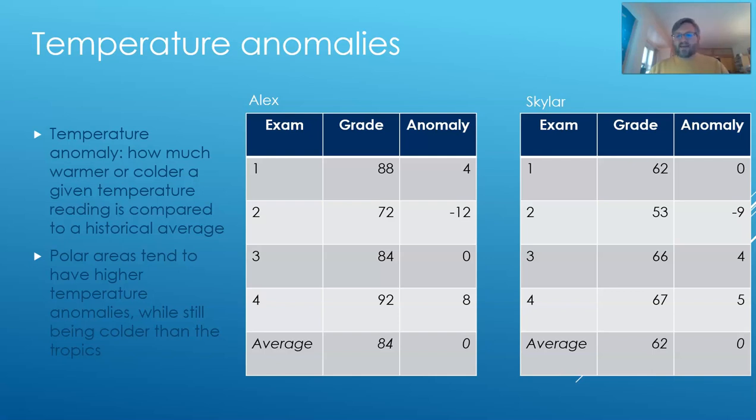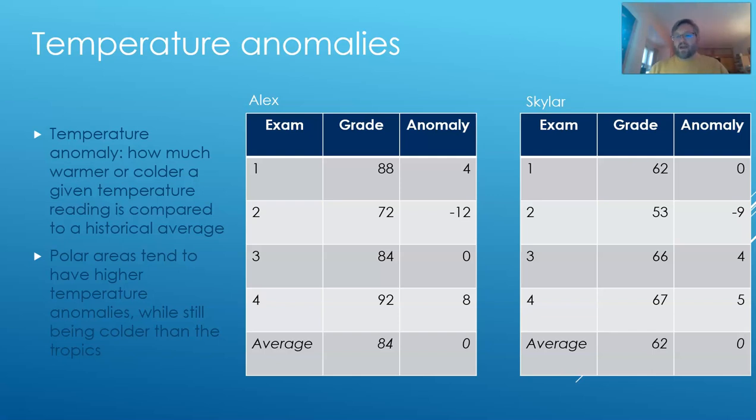And so as a kind of illustration, we can calculate anomalies for anything where we have an average and then individual data points. Right? It's not just about temperature. So to kind of illustrate the concept, here's an example of two hypothetical students that each took a class that had 4 exams in it, and they got graded on each of those exams. So Alex got grades of 88, 72, 84, 92. That's an average of 84 across those 4 exams. Skylar didn't do so well, got grades of 62, 53, 66, 67 for an average of 62.